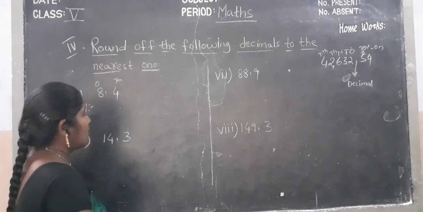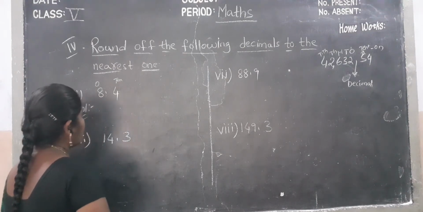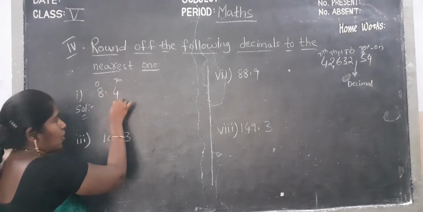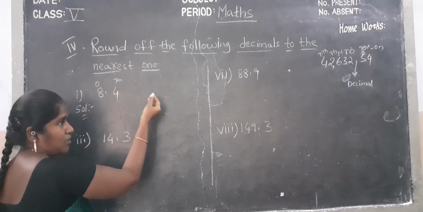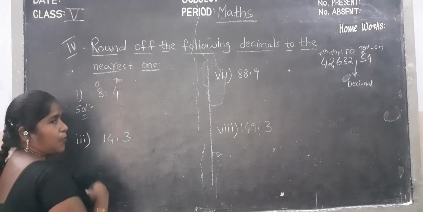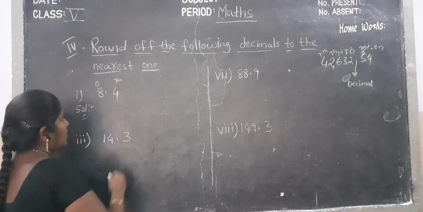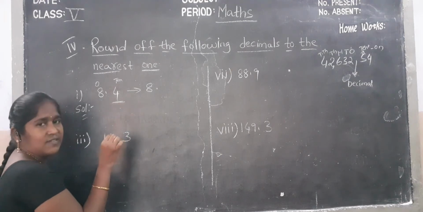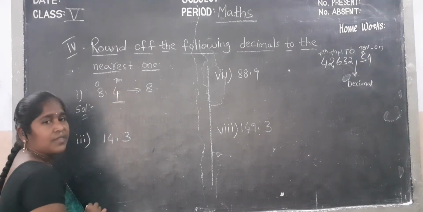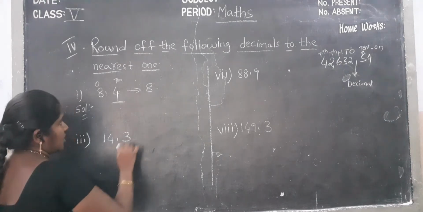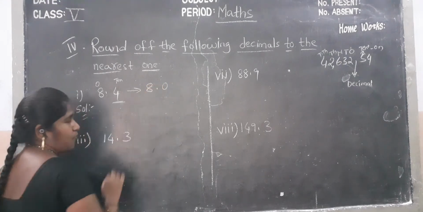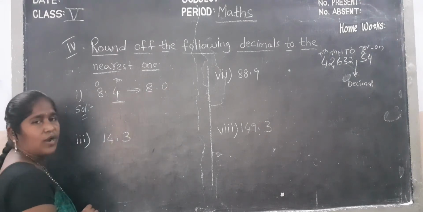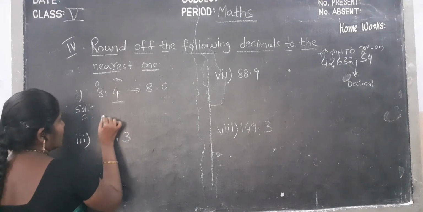How to write, children? So rule number 2 is there, children. If the tens place value is less than 5, we will keep 0 in the tens place, meaning after the decimal point we will keep zeros and before the point write the digits as usual, children. See children, for this one it is 8. So 4 is less than 5. Less than 5 means after the decimal point we should keep 0, and before the decimal write the digit as usual. So 8.0. What is that, children? 8.0.